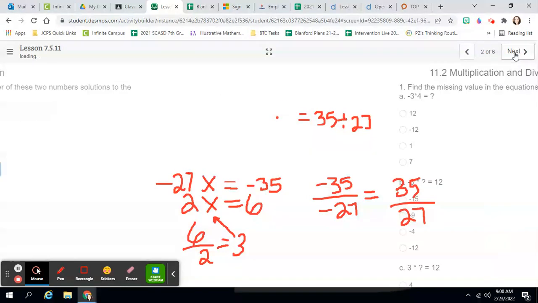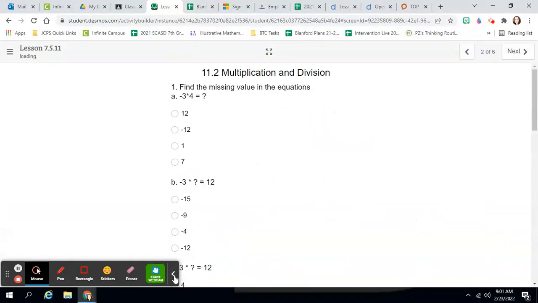Okay, so let's check this one out. It says fill in or find the missing value in the equations. We're doing kind of the same thing here. This little symbol is called an asterisk, and that's multiplication in this case. So this is simply saying -3 times 4 equals what? Well, we know a negative times a positive is a negative, and 3 times 4 is 12. So this has to be -12.